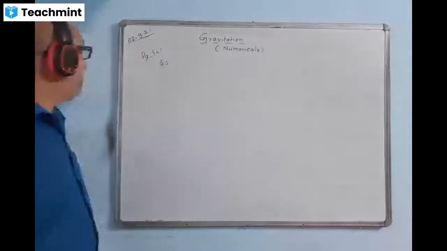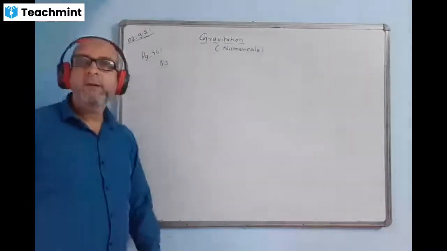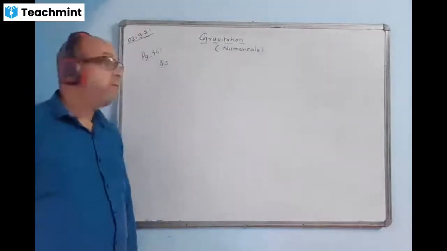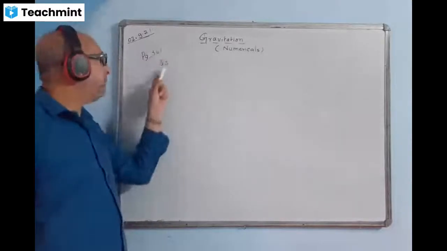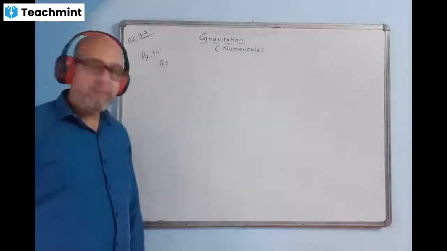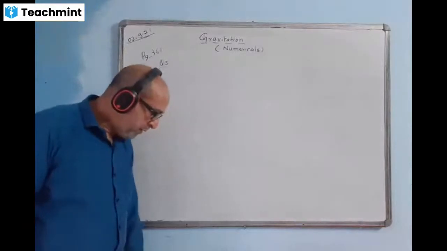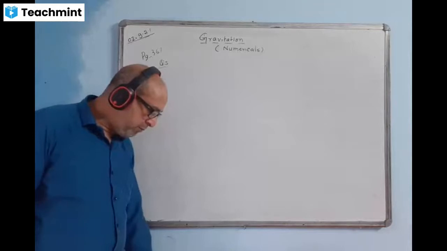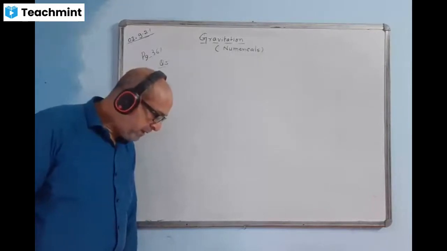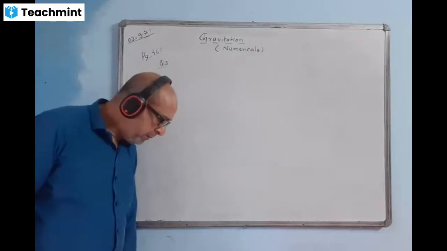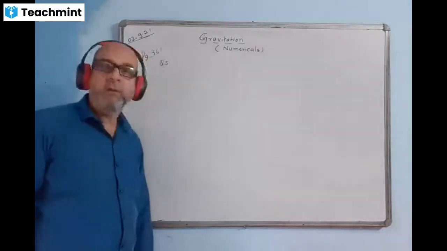Okay, today we will be doing numerical problems on gravitation. Page number 361, question number 5, which is your question you are asking me, so I am doing it. Question says the mass of the earth is 81 times that of the moon, while its radius is 4 times as large as that of the moon. Compute the value of g on the moon.